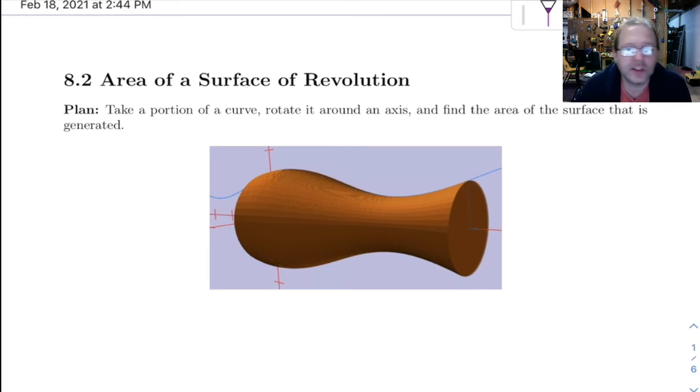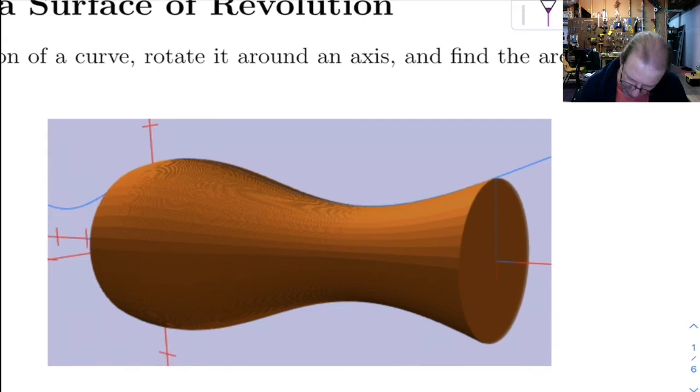All right, this is a section where we're going to find the area of a surface of revolution. It's a lot like the stuff in chapter 6 where we were finding the volume of revolution. But this time, instead of volume, we're going to find the area of the surface that we get. So here is a solid of revolution.